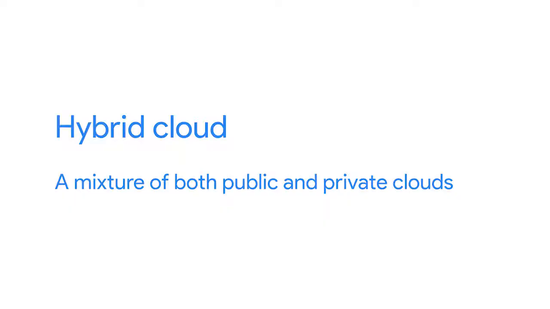A hybrid cloud is a mixture of both public and private clouds. In this scenario, some workloads are run on servers owned by your company, while others are run on servers owned by a third party. The trick to making the most of the hybrid cloud is ensuring that everything is integrated smoothly. This way, you can access, migrate, and manage data seamlessly, no matter where it's hosted.